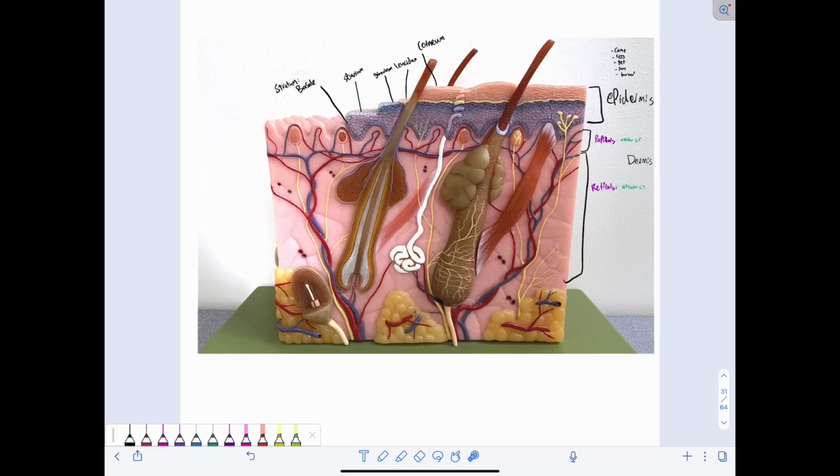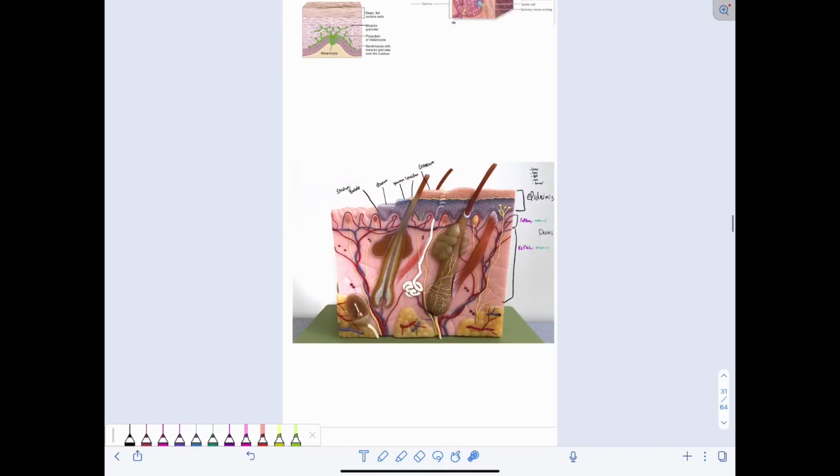Here are the 5 layers of epidermis. Also notice here's the hypodermis. It's not part of the skin, but you can see a lot of fat cells here, adipocytes, adipose tissue. Pay attention to the hair follicle and the hair bulb. Notice they all have these little pili, and also these erectile pili muscles. We'll talk about this in just a second.